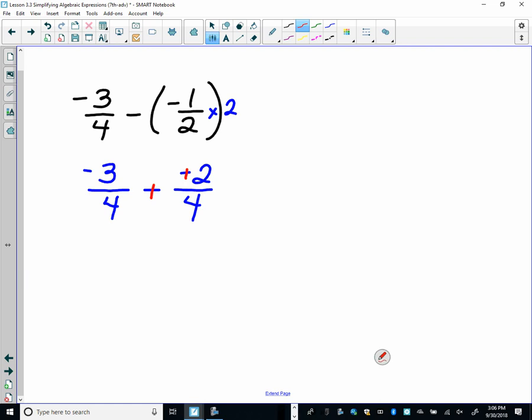Now look at your signs. You have a negative and a positive rational number. Positive and negative, you're going to subtract. So 3 minus 2 is 1. Denominator stays the same. And you're going to take the sign of the larger number, which is a negative. So negative 1/4 is our answer.